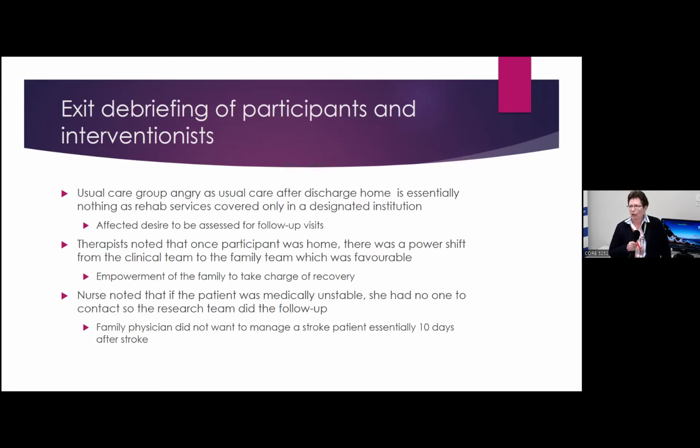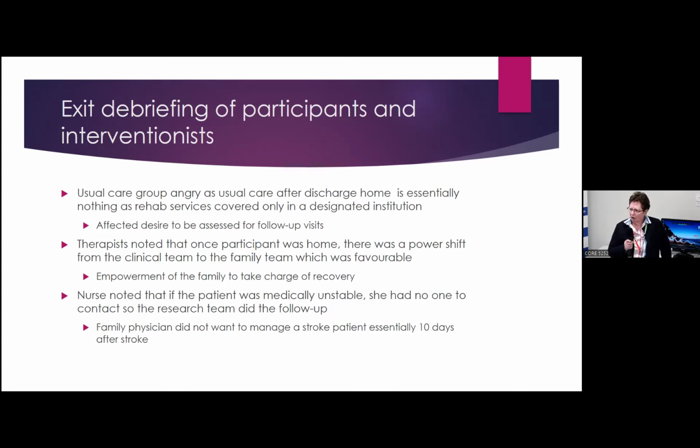We also found that therapists noted that once the participant was home, there was a power shift from the clinical team to the family team, which was favorable. And they said the family was empowered to take charge of the recovery, whereas in the hospital, they're very passive. They're very terrified of all this strange equipment and these odd people. So this was something very positive.